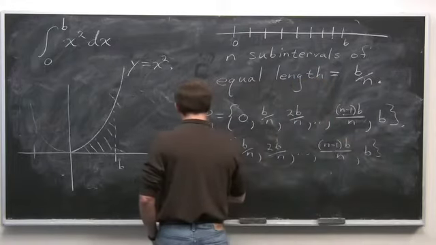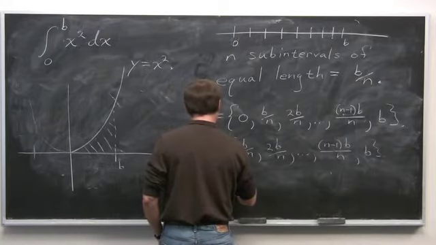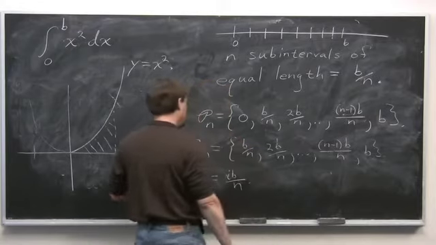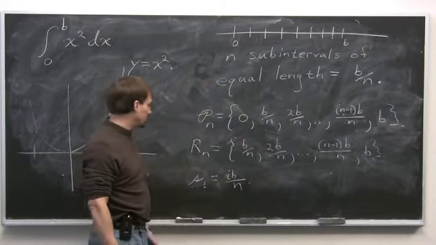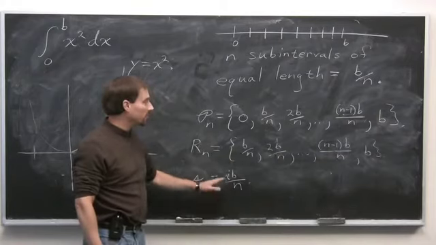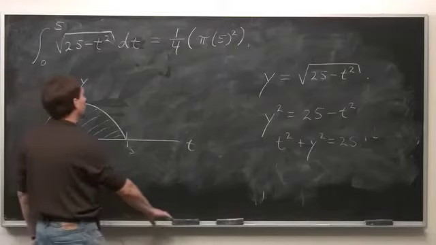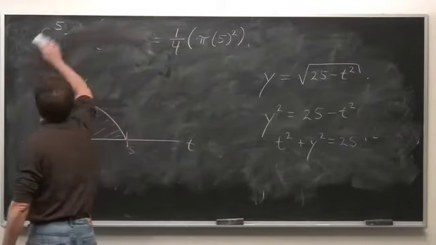So what this means is Si is just i times b over n. So the ith sample point is just i times b over n. For instance, when i is 1, you get b over n. When i is n, you get b. And we need to calculate the limit of Riemann sums.